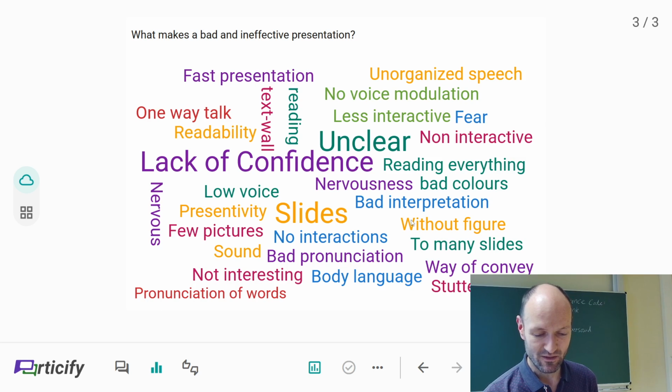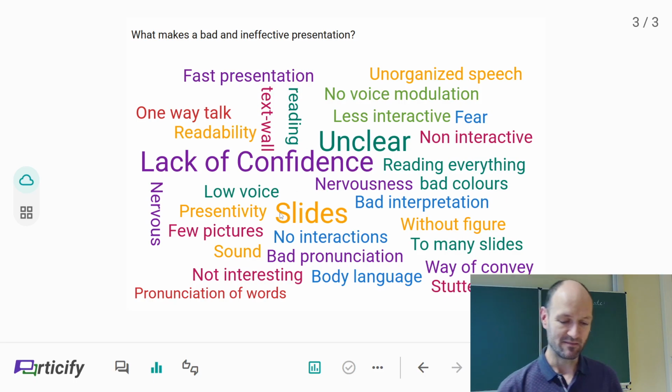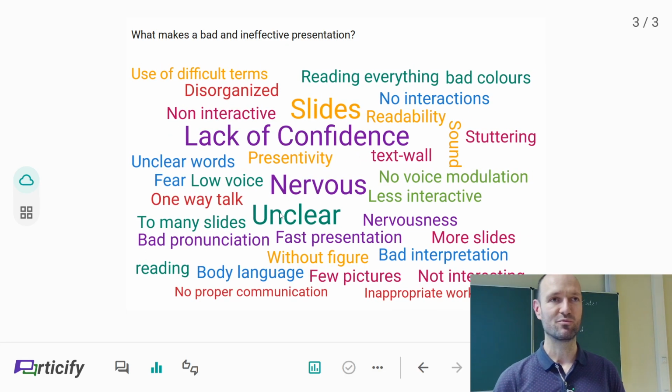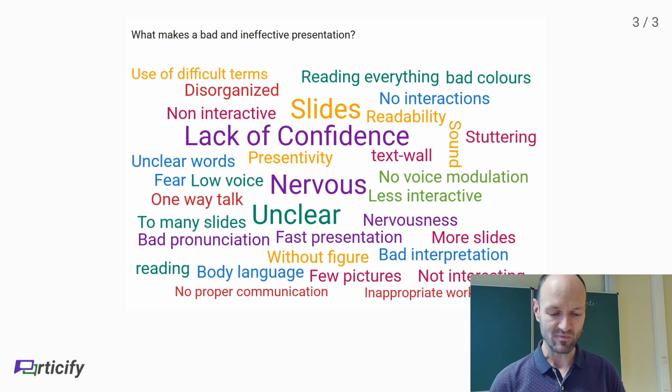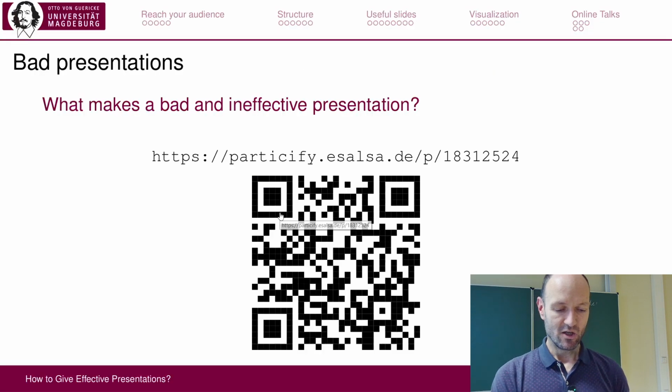Without figures, certainly we will talk about this. Reading everything from the slides, for sure. And if there are just few pictures, if there's lots of text, a wall of text that is just read, if the body language is bad. But this is maybe, from my point of view, a hard thing, to have a good body language and no modulation of the voice. So many ideas. And if the person is nervous and if everything is unclear. Okay, I think we will get back to some of this stuff.